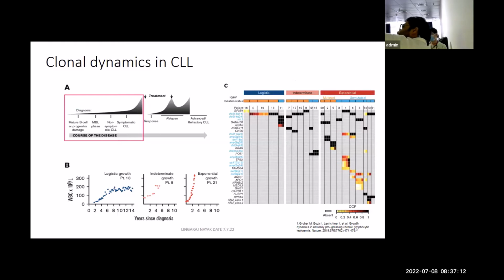This is a clonal dynamics study done in CLL patients who were on watch and wait, around 100 patients. The cytogenetics and molecular profiling were done for those patients who were only on watch and wait. They are not having symptoms. The aim was to understand how the growth pattern differs. I have given you three graphs. One graph shows logistic growth, where the growth happens gradually and then flattens. The second is exponential growth, which is quite rapid and fast. And the third is intermittent, somewhere in between. These three different growth patterns are seen in CLL patients on watch and wait, who are not having any symptoms.